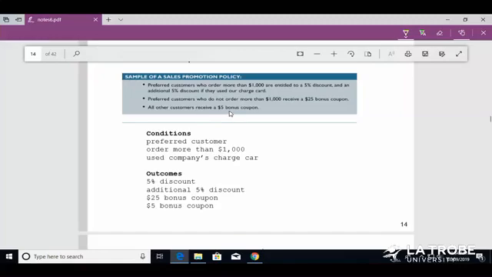From this short case study, or sample, we need to find our conditions and the outcomes. Based on that, preferred customers who order more than 1,000: can we say this is a condition?